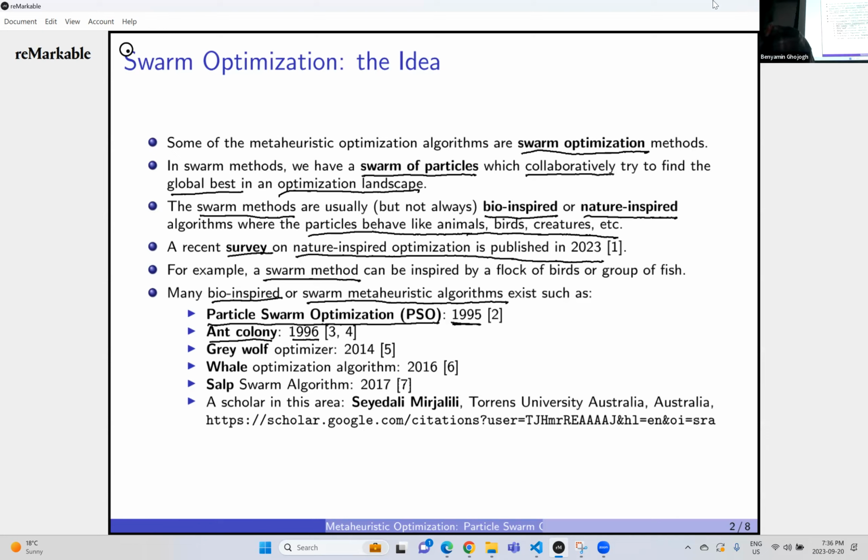We have Gray Wolf optimizer proposed in 2014. It's one of the state-of-the-art algorithms, actually. If you see its citation, it will blow up your mind. I think more than 10,000 citations, I believe. I am not sure, or close to that. Whale optimization algorithm, 2016. Salp swarm algorithm, 2017. Salp is in the ocean, right?